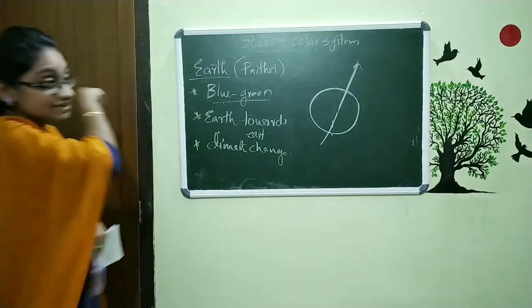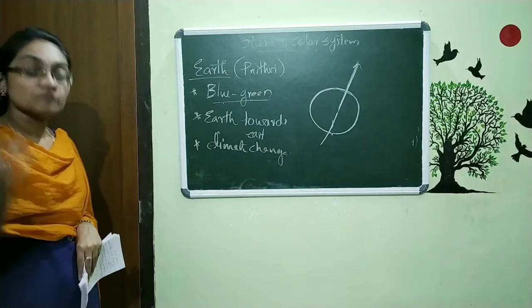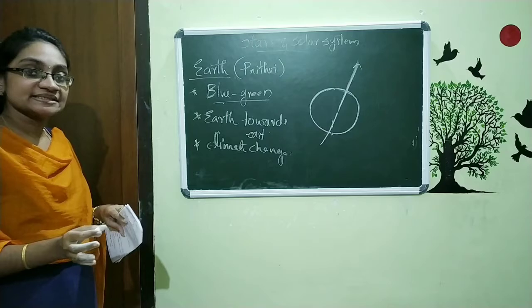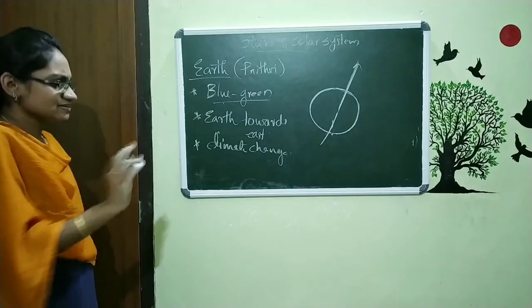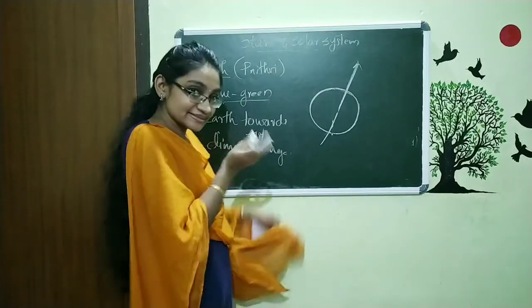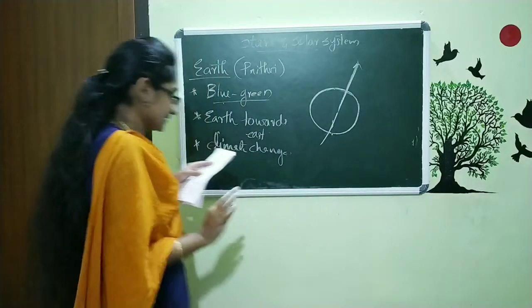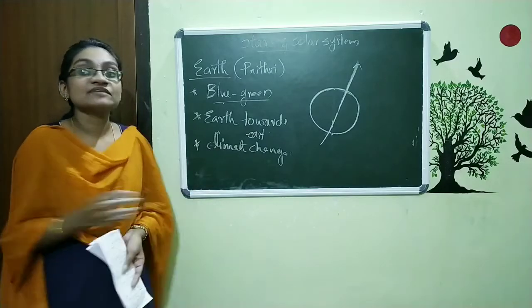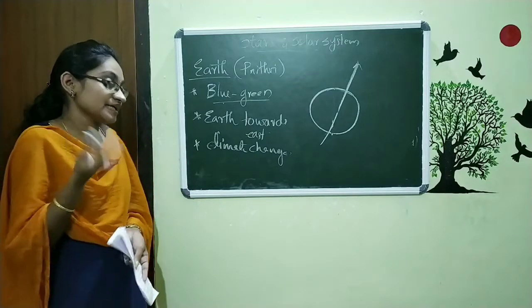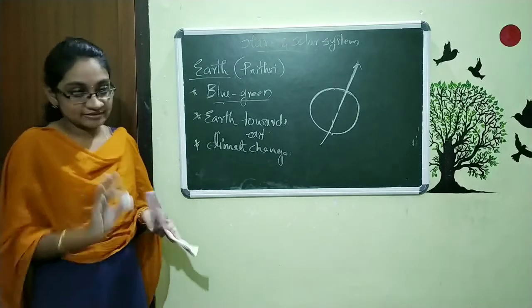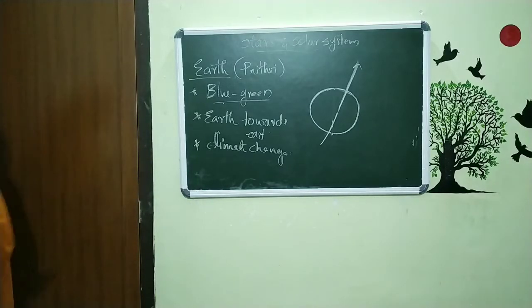Because of this reason, the earth is having climate change. Because of what? Because of the tilt towards the eastern side. Just remember, our earth is not perpendicular to its axis, it is a little tilted. That is responsible for the climate change that we have on our earth. We have the rainy season, the summer season, like that. So, that is all about this.